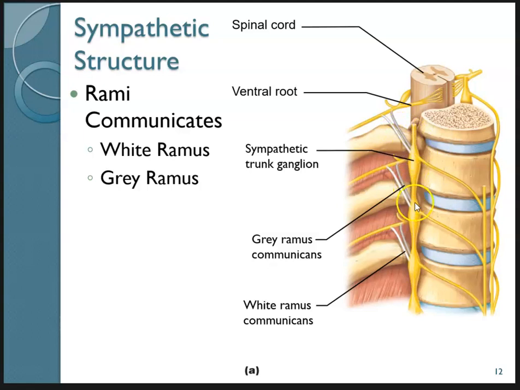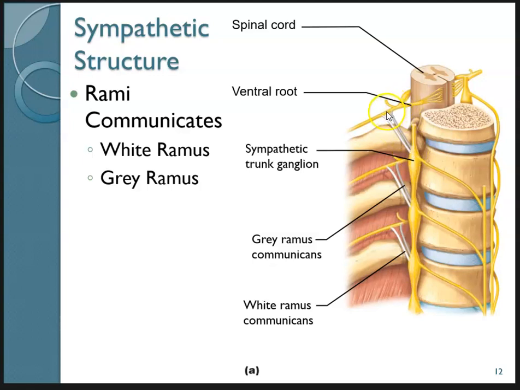This is the trunk ganglion. Okay, so you can see this color coordination says white ramus and gray ramus. So hopefully you're thinking about which one might be white ramus, right? So it's the preganglionic neurons. Why? Because they have myelin. Remember, myelin is white in color, whereas the unmyelinated one is this gray ramus.